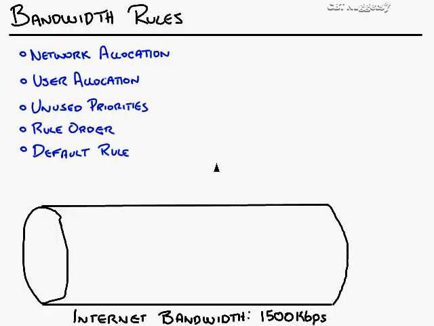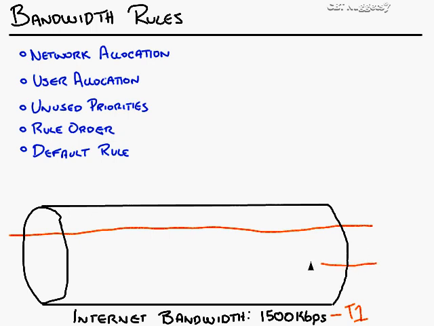The concept of bandwidth rules is pretty straightforward. It allows you to carve up your internet connection and allocate the bandwidth to the appropriate places. For example, I have my internet pipe down here. This is my T1 line, about 1500 kilobits per second connection. And what I could do is I could say that, okay, I want to carve out and allocate 200 kilobits per second to HTTP.